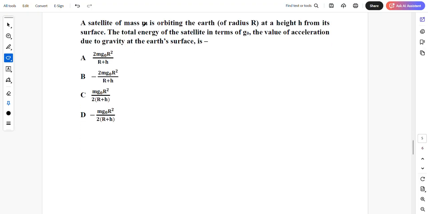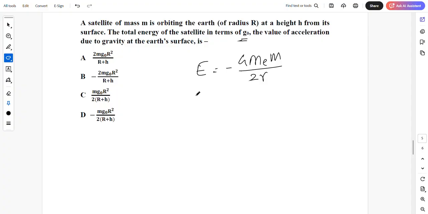It is saying a satellite of mass m is orbiting the Earth of radius r at a height h from its surface. The total energy of the satellite in terms of g0, the value of acceleration due to gravity at the Earth's surface, is what? The total energy is given by E is equal to minus G M_E m divided by 2 small r. This is the equation for total energy.